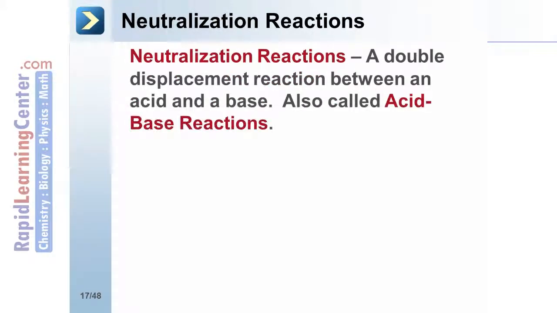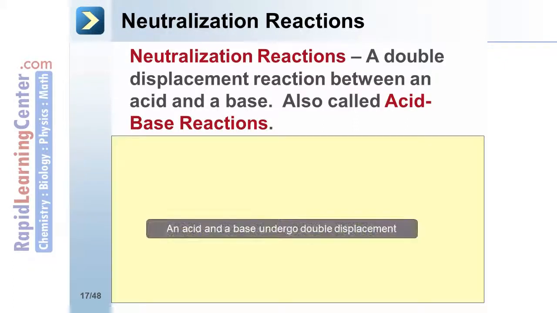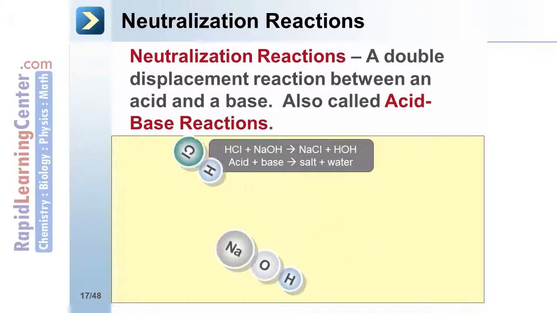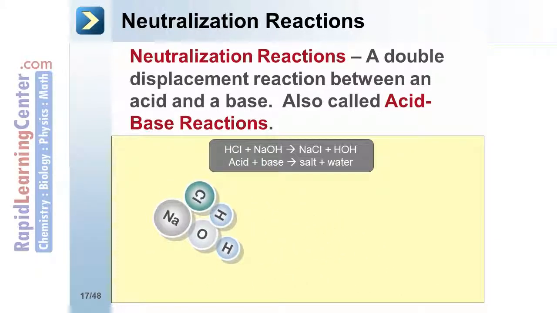Neutralization reactions, or acid-base reactions, are double replacement reactions. Neutralization reactions have an acid and a base as the reactants. After the switch of the ions, the products will always be a salt, which is another name for ionic compound, and water.